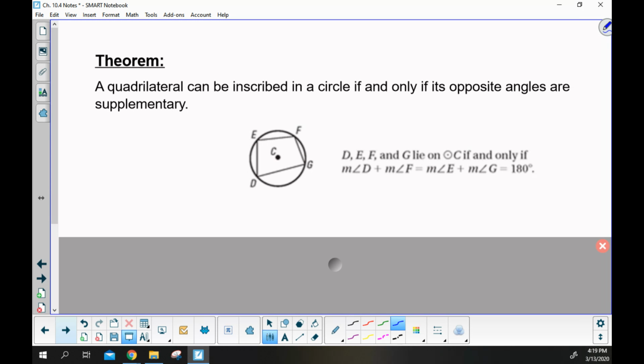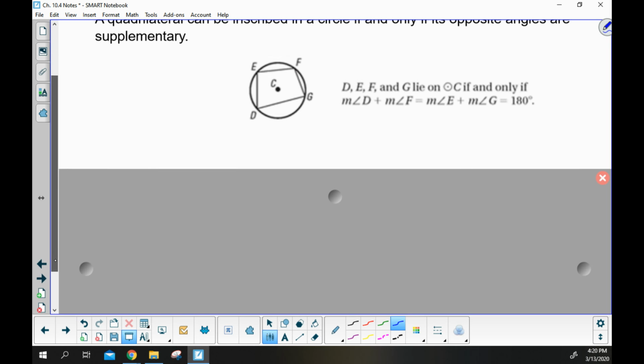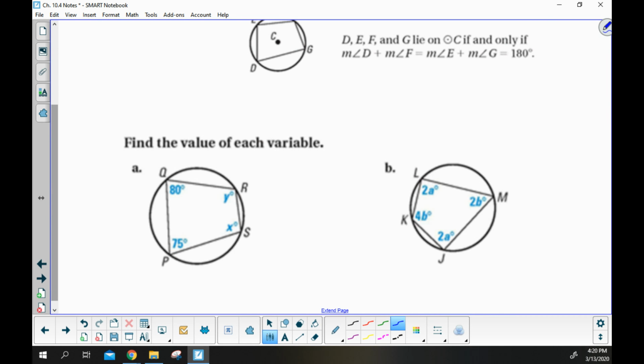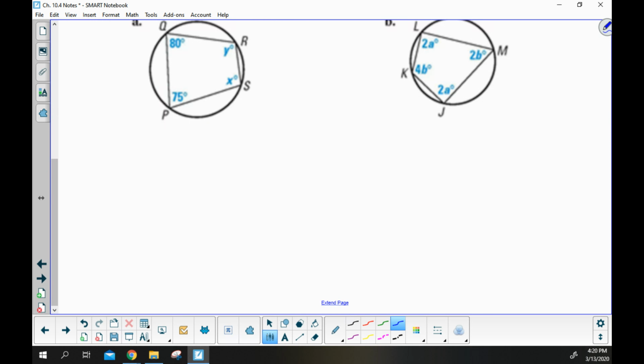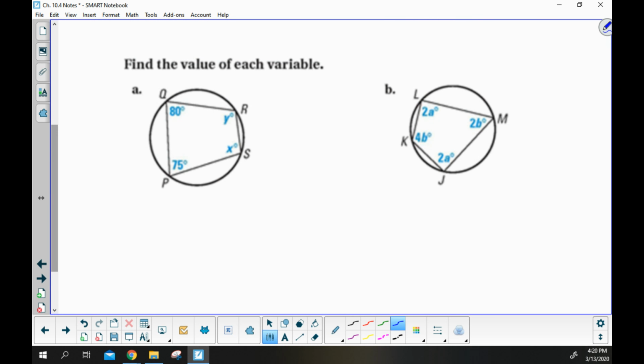So think about it easily. All rectangles can be inscribed in a circle because their opposite angles are always supplementary. 90 and 90 is 180. Same thing with squares, but of course squares are rectangles. So we're going to get problems like this. And yes, some of these problems are going to have systems of equations, so you need to be ready to deal with them when you see them.